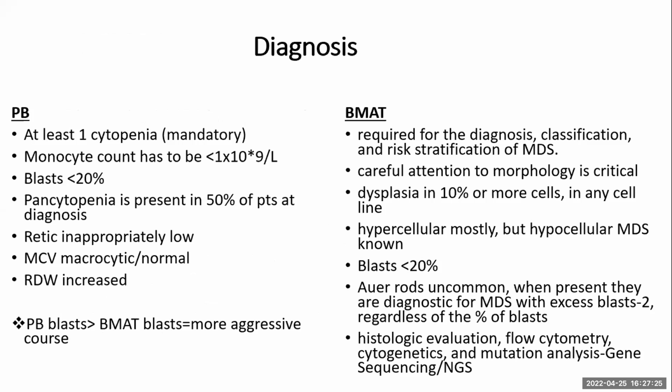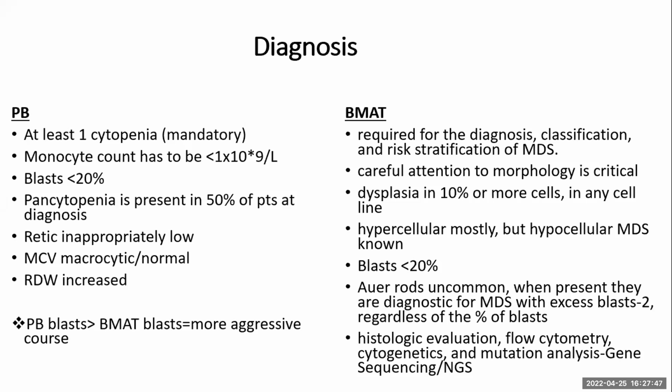So when you look at your peripheral blood, this is just summarized, it's not at all comprehensive, but just to give you an idea. At least there should be one cytopenia. This is mandatory, and the monocyte count has to be less than 1, or else the diagnosis changes to chronic myelomonocytic leukemia, which is an overlap syndrome.